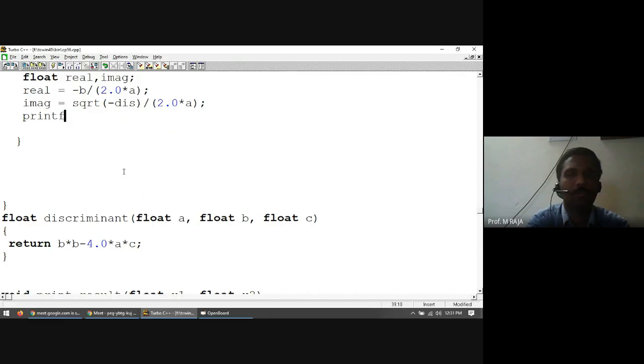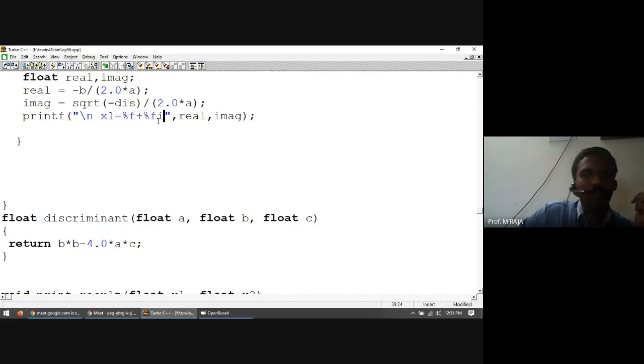printf of slash n, x1 is equal to percentage f plus percentage f. The first takes real, the second percentage f replaces the variable image. Here put I, percentage f I.